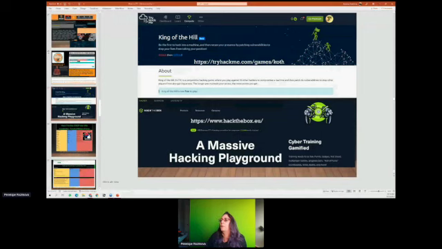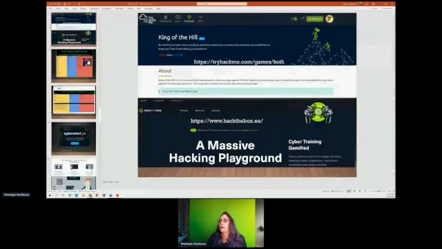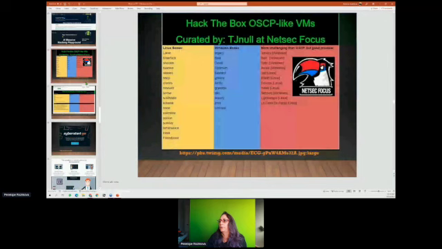And so you can go in and find CTFs in these platforms. And then there are people who have gone through and actually aligned things. This was curated by TJ Null at NetSec Focus. And he's like, okay, I want to prep for the OSCP, so which boxes out there can I be practicing on?